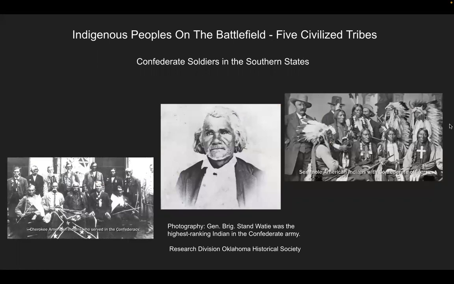Confederate soldiers in the southern states were particularly Cherokee American Indians, and they were also Seminole American Indians. And Brigadier General Stand Watie was the highest ranking Indian in the Confederate Army. We don't usually see American Indians portrayed in aspects of the Civil War, various battles, but there were many American Indians participating in both the northern and southern frontiers when it comes to the Civil War.